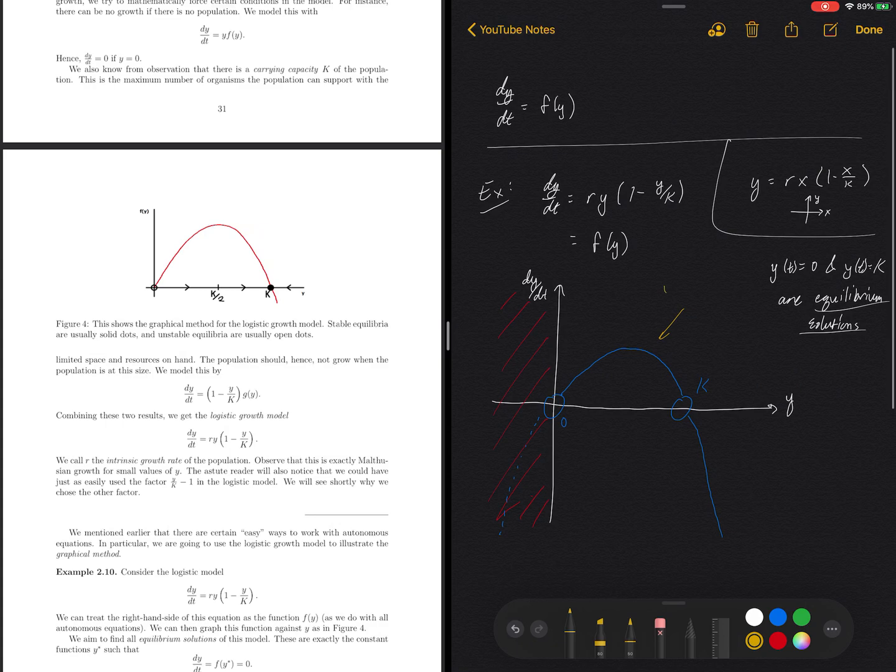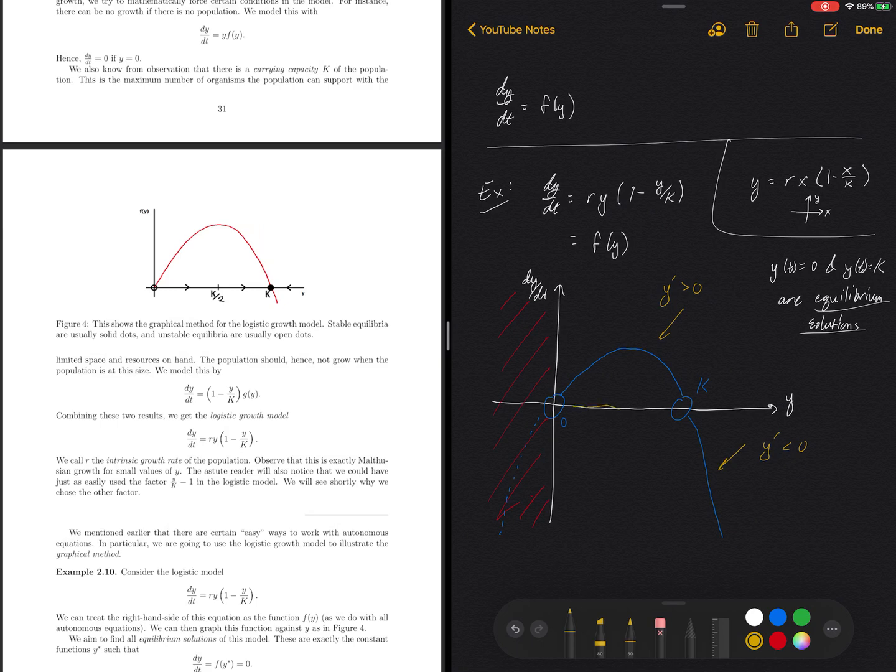The vertical axis is telling me about the slope, not of this blue curve, right? So it's the slope of a function, but not of the blue curve. But it is telling me the slope of my y, right? So y prime is greater than 0 between 0 and k, and y prime is going to be less than 0 after k, and technically before 0, but we're not including those values because they're non-physical.